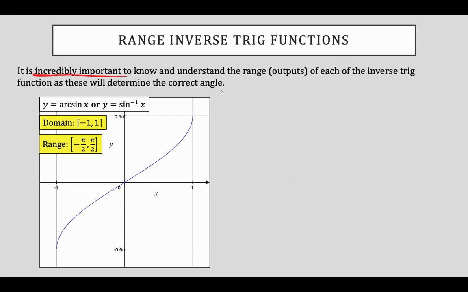All right, so when we studied inverse sine, this was the graph of our inverse sine function. The domain was -1 to 1. The range was from negative pi over 2 to positive pi over 2.